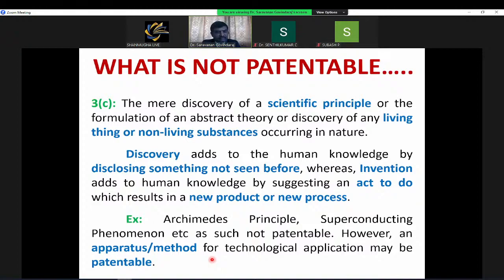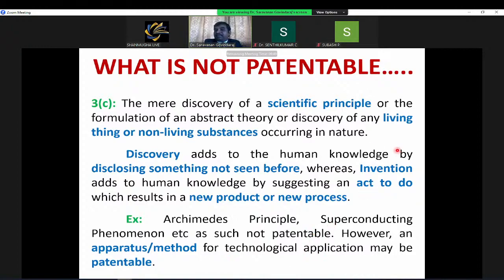People must know the difference between an invention and a discovery. If your thing is invented, you can get a patent, but if it is only discovered, you can't. Discovery means we are disclosing something which was not seen before. That means it was already there, but not seen. So that we call a discovery. For a discovery, we can't get a patent, but if you invent something, then you can.